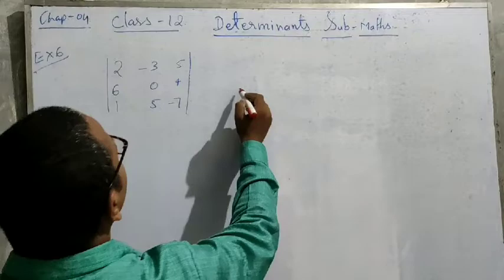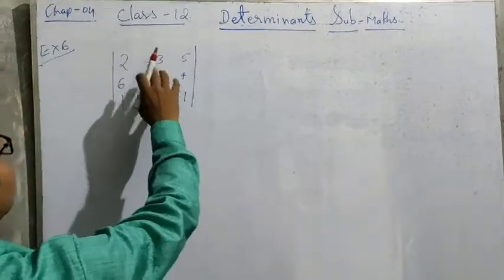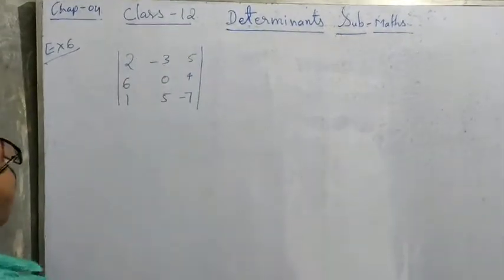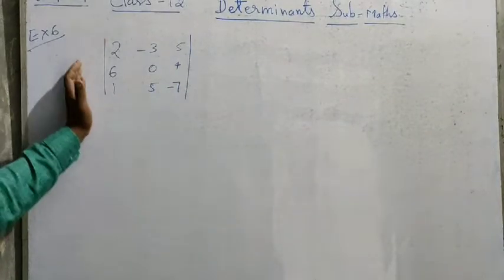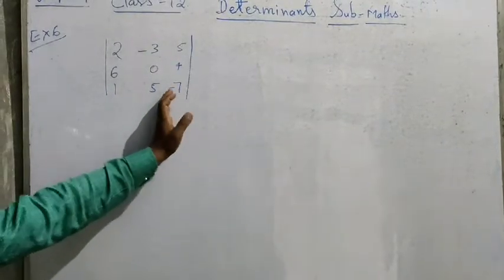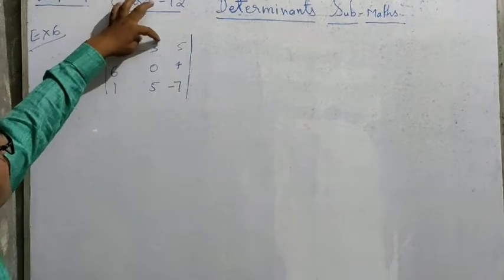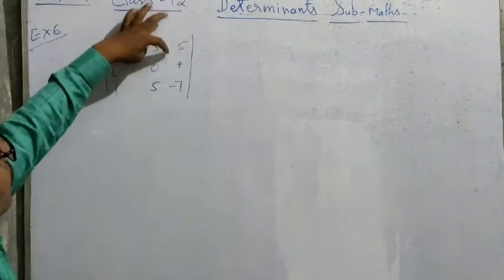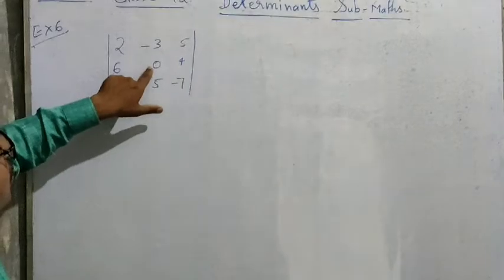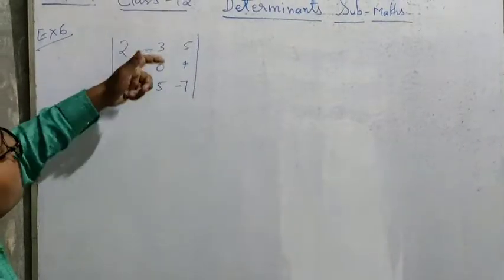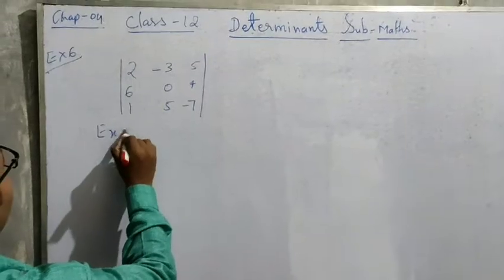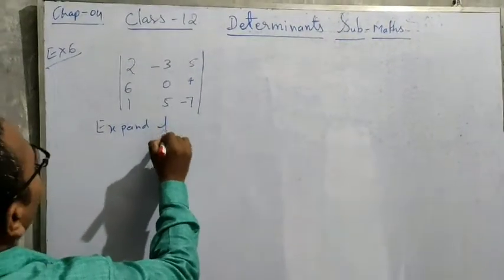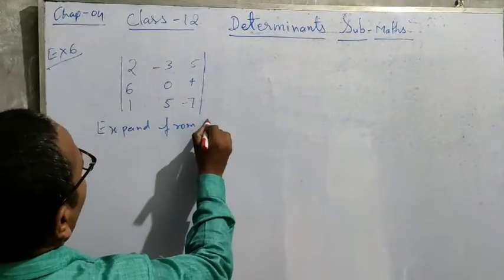So let's see here. Suppose we are interchanging. First let's find out the value of this one. Students, how can we find it? We can expand it from anywhere. Suppose we expand from column number second, because 0 is here, so we will get only two determinants for the expansion. So expand from column second.